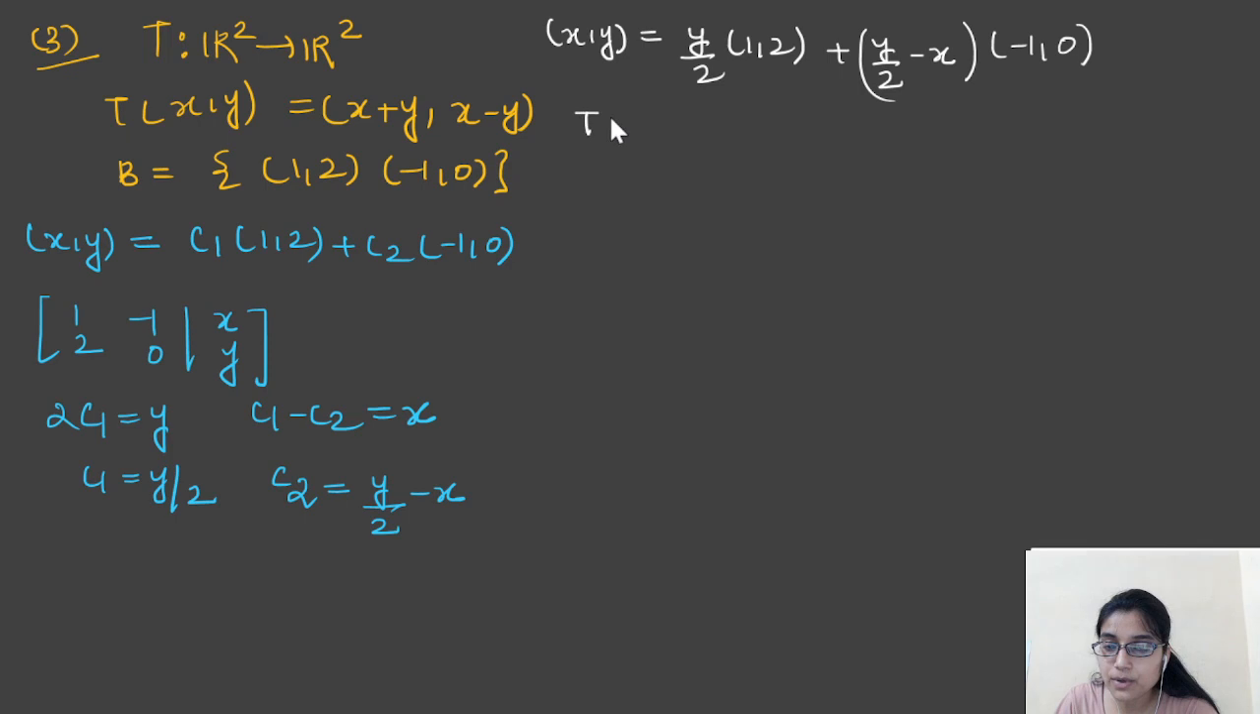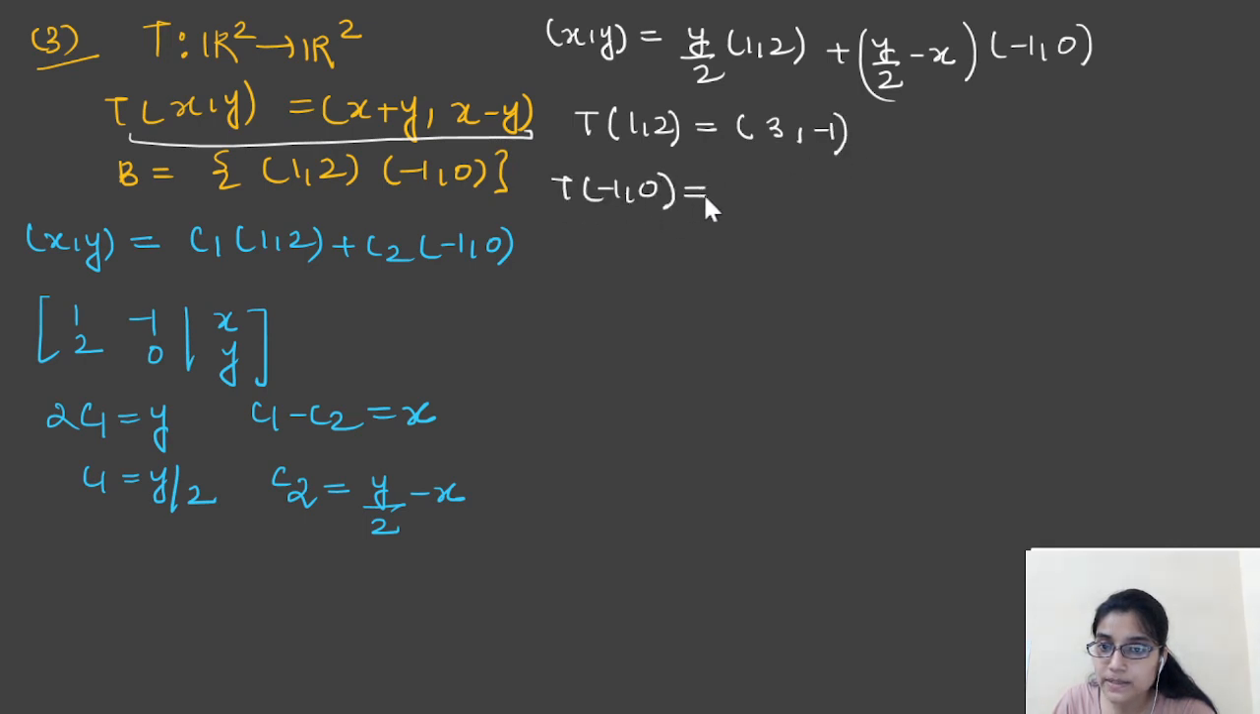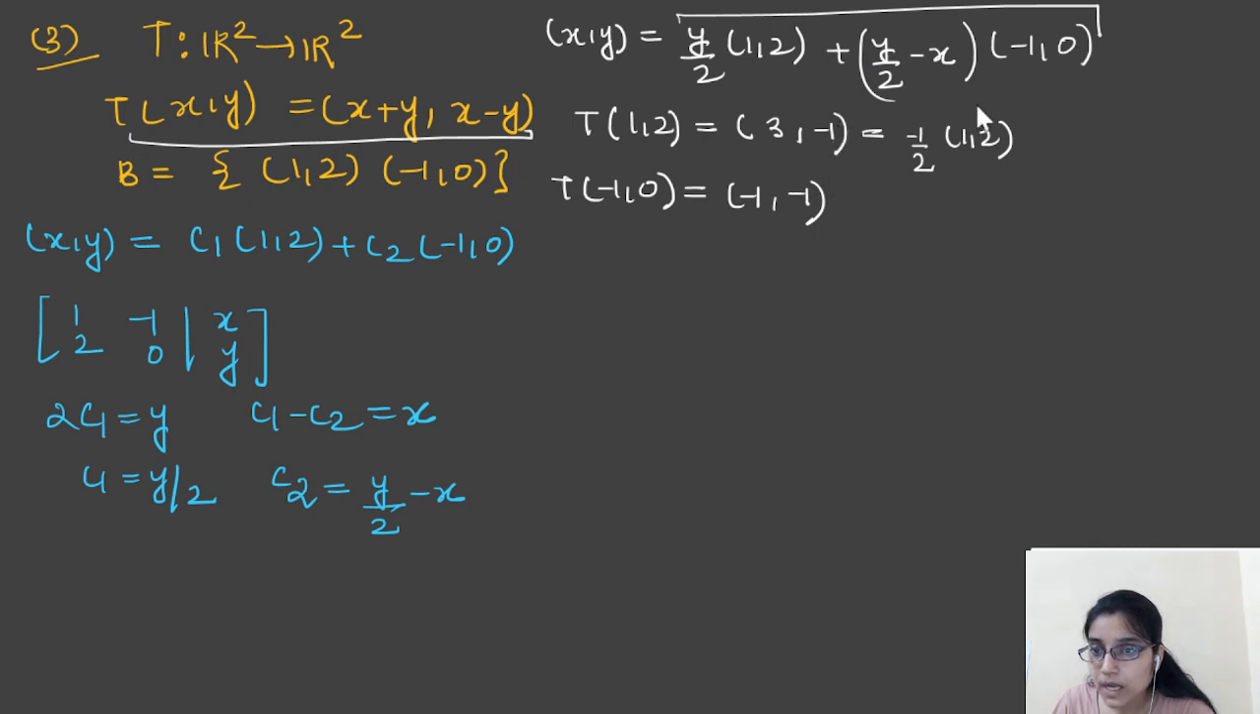Now you can take the image of the basis members. T of (1, 2) according to this definition is x plus y, that is 1 plus 2, which is 3, and x minus y, that is 1 minus 2, which is minus 1. Then T of (minus 1, 0) is x plus y, that is minus 1, and x minus y, which again is minus 1. So now we will use the earlier definition. For (3, minus 1), y by 2 means minus 1 by 2 times (1, 2), then y by 2 minus x means minus 1 by 2 minus 3, which is minus 7 by 2, times (minus 1, 0).